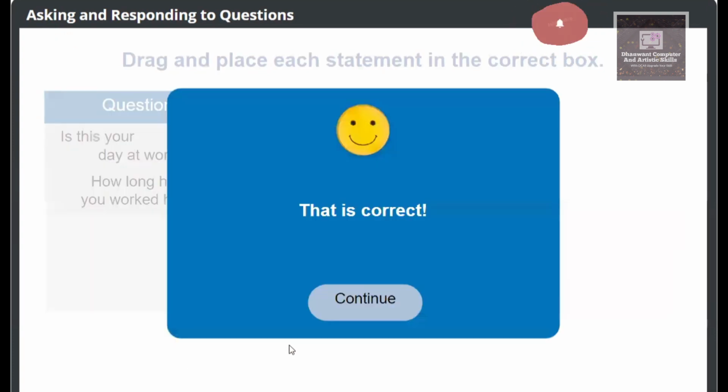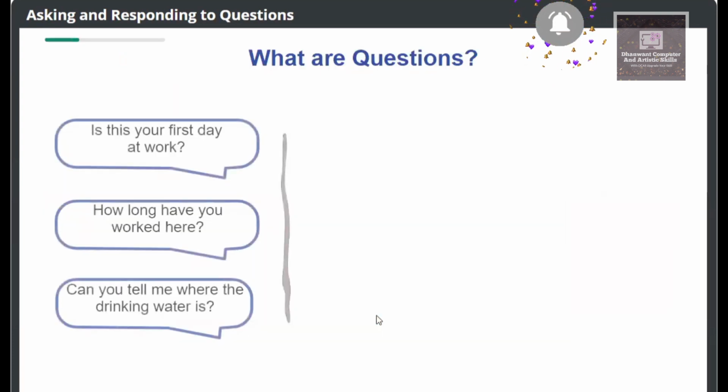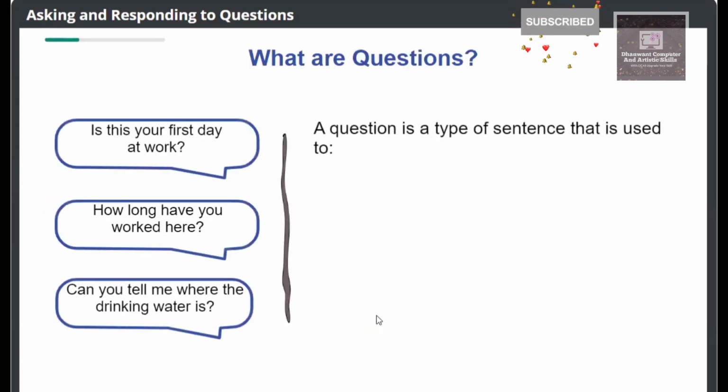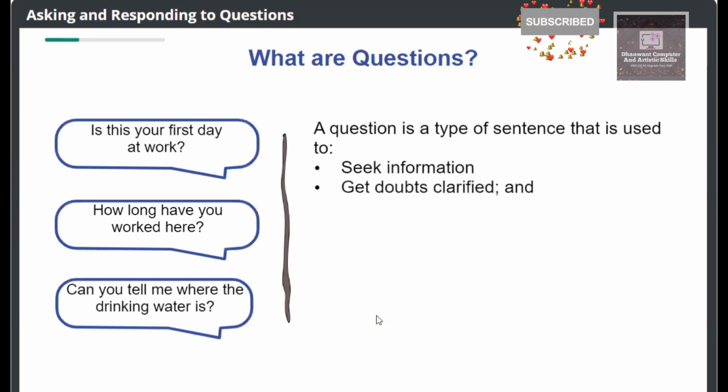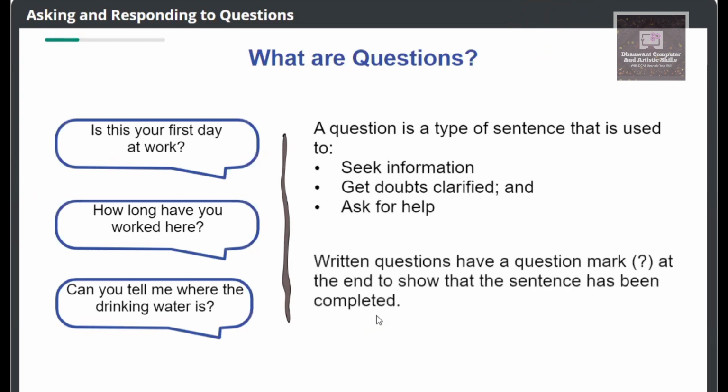That is correct. What are questions? A question is a type of sentence that is used to seek information, get doubts clarified, and ask for help. Written questions have a question mark at the end to show that the sentence has been completed.